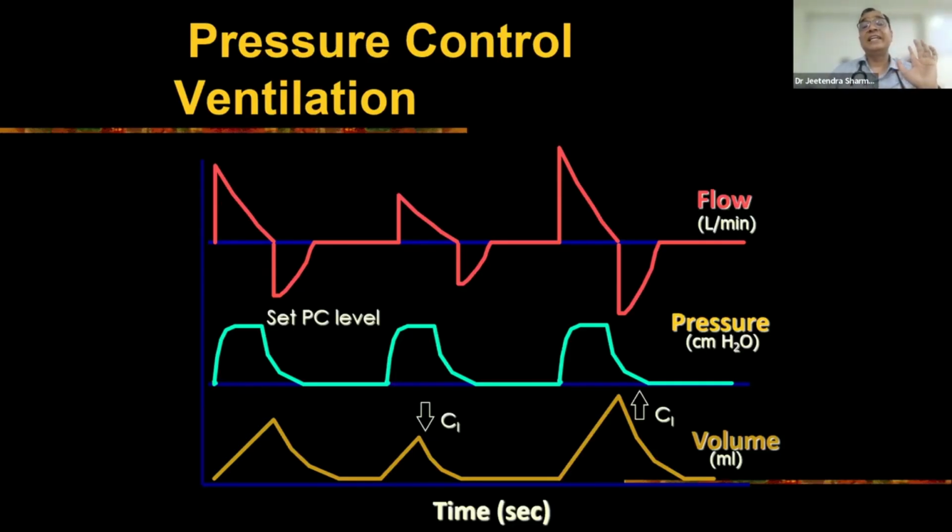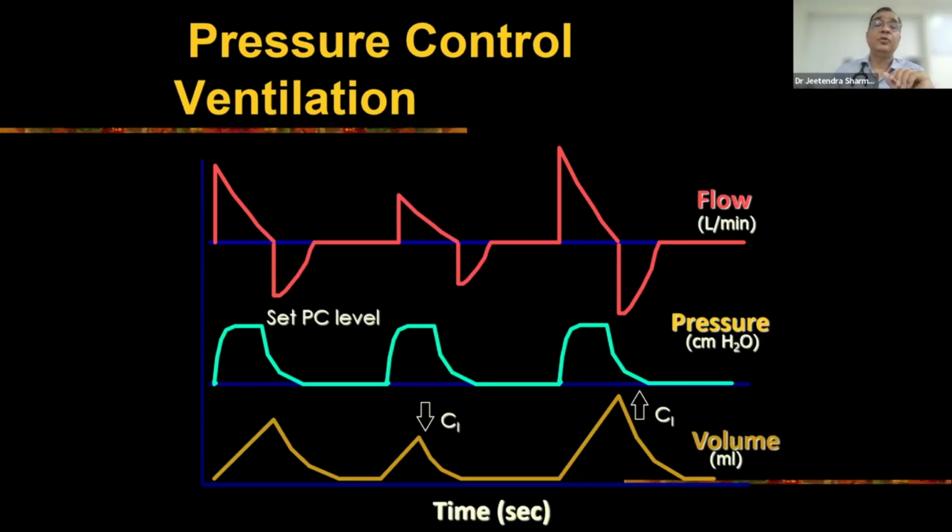Now cycling means conversion from inspiration to expiration. In pressure control, you are giving the command of 1 second of inspiration. So that is time trigger, pressure limit, time cycle. So if somebody asks you about the characteristic of pressure control mode, then you will say time trigger, pressure limit, time cycle. How is the flow pattern?